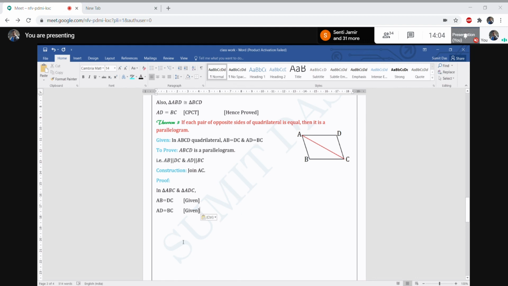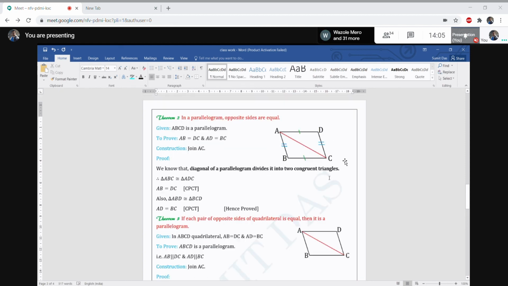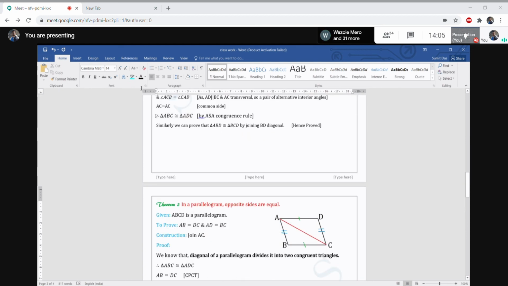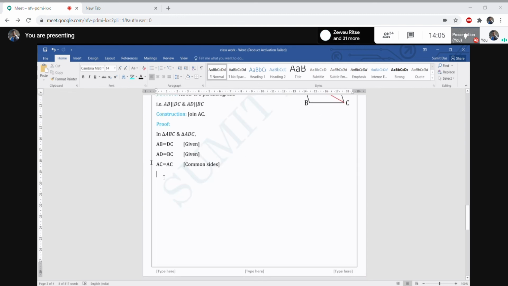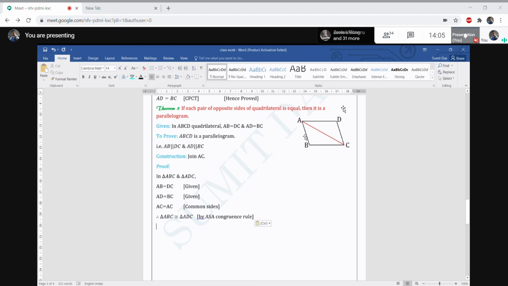Now, next, what can we write? We can write AC equal to AC. Why? Common side. Okay. So what can we write? We can write ABC and ADC are congruent. Therefore triangle ABC is congruent to triangle ADC by SSS rule, SSS congruence rule.